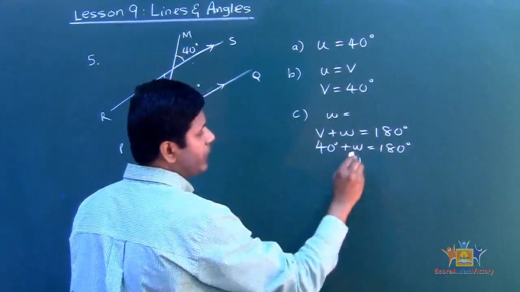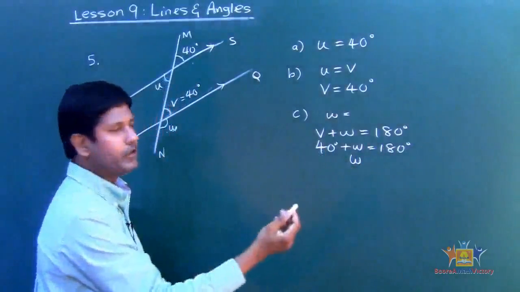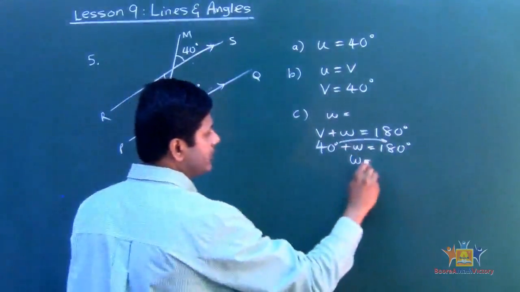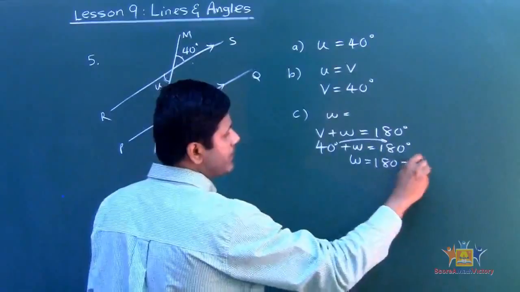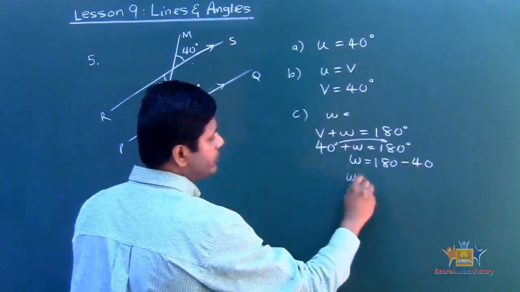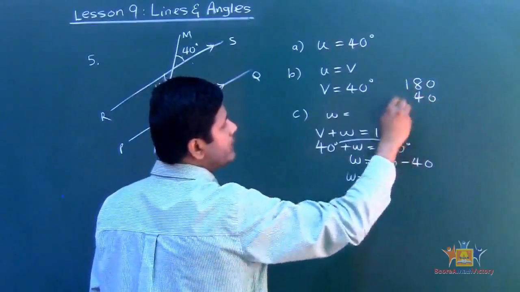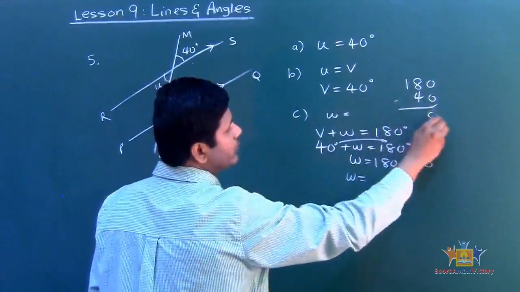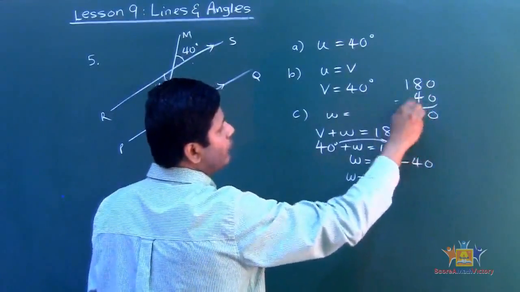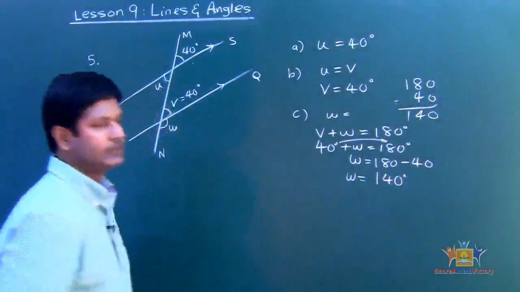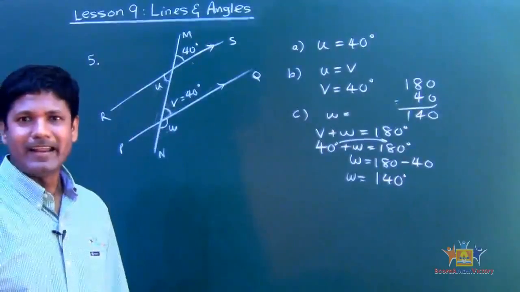And I'm looking for W. 40 has got to go. Cross the bridge, it becomes minus. That means 180 minus 40. So W equals, line it up, 180 minus 40. 0 minus 0, 0. 8 minus 4, 4. Bring 1 down. 140 degrees. You got it? Good job.